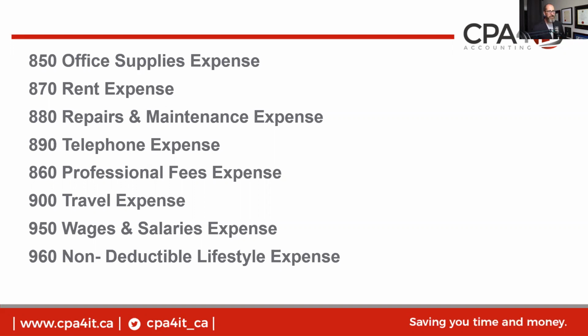Same rules for internet. Now, when it comes to the home telephone line, as we said earlier, the primary home telephone line is specifically disallowed.